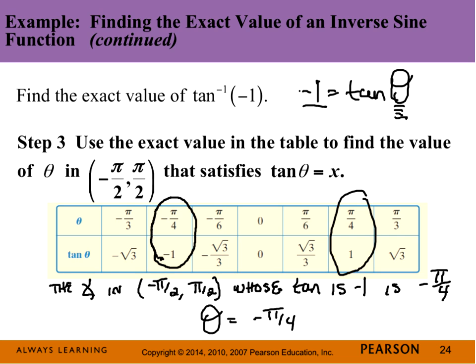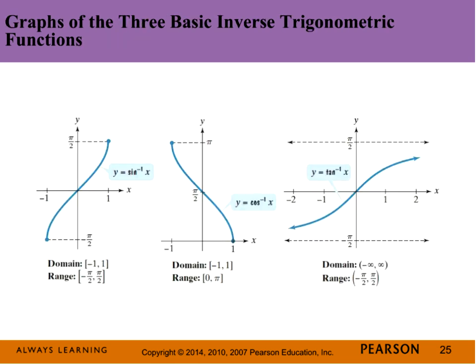And I believe I have a typo on your notes. Your notes said to find tangent inverse of 1, so that would just be pi/4. The PowerPoint asked us to find -1. Sorry about that typo there. Y'all good to move forward? Excellent. Great.